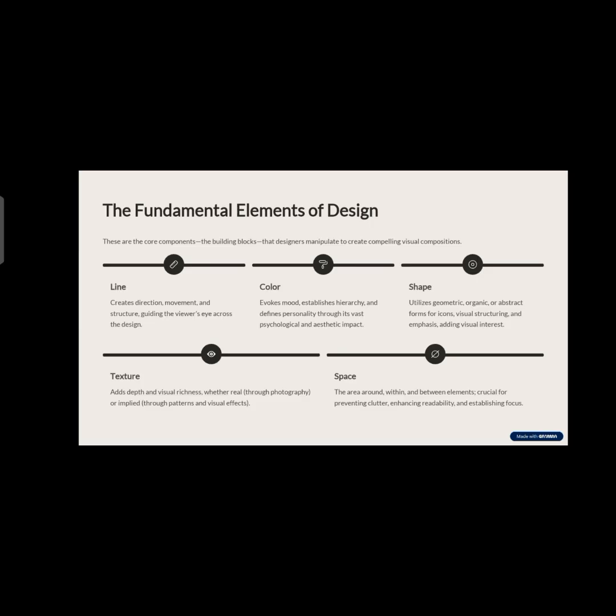It says, these are the core components, the building blocks that designers manipulate to create compelling visual compositions. Now, number 1 is line. Line creates direction, movement, and structure, guiding the viewer's eyes across the design. Before the end of the class, I will show us all this practical stuff. You get?